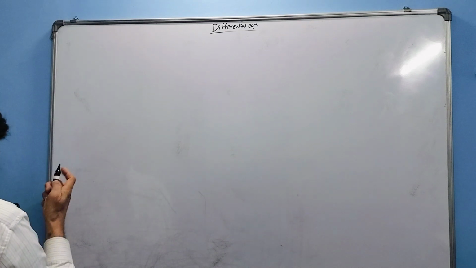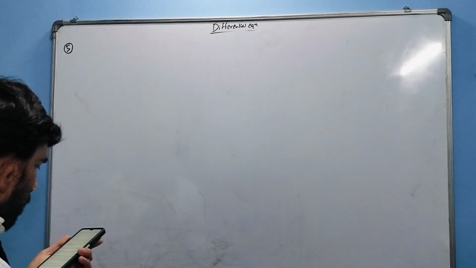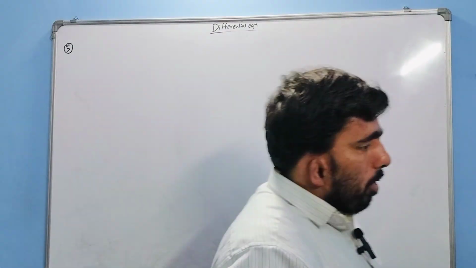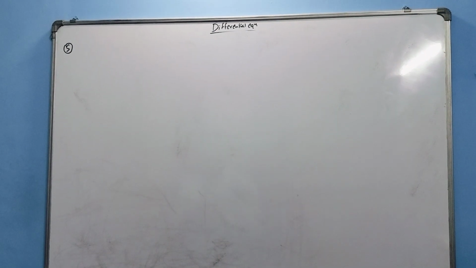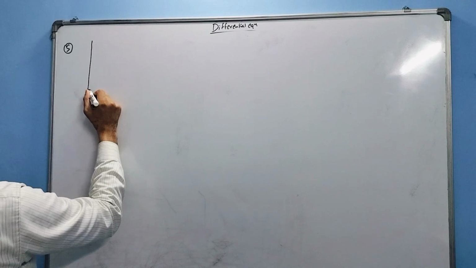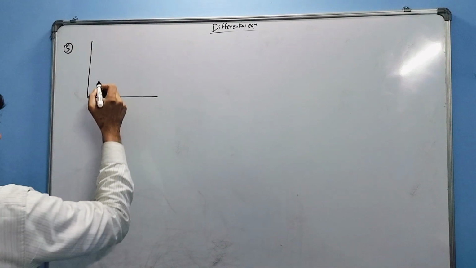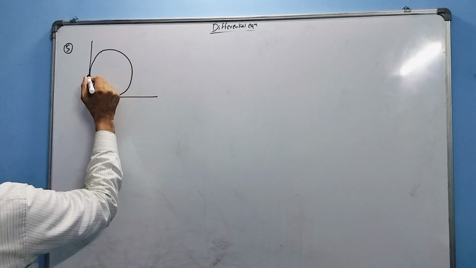We have to form the differential equation of the family of circles in the first quadrant which touches the coordinate axis. So here we need to form the differential equation of a family of curves, the family of circles in the first quadrant which touches the coordinate axis.